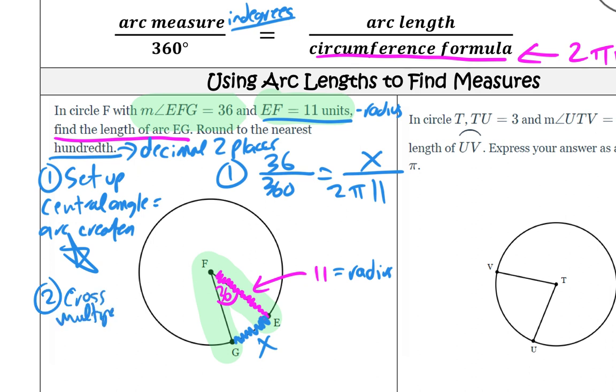So if we do that, let's do step number 2. 360 times x gives us 360x equals 36 times 2 times pi times 11. So let's just do that: 36 times 2 pi 11. Now check this out. Just work with me through this step.